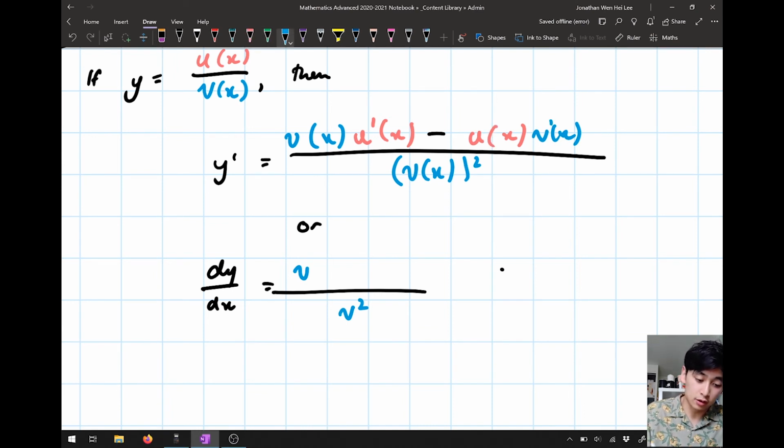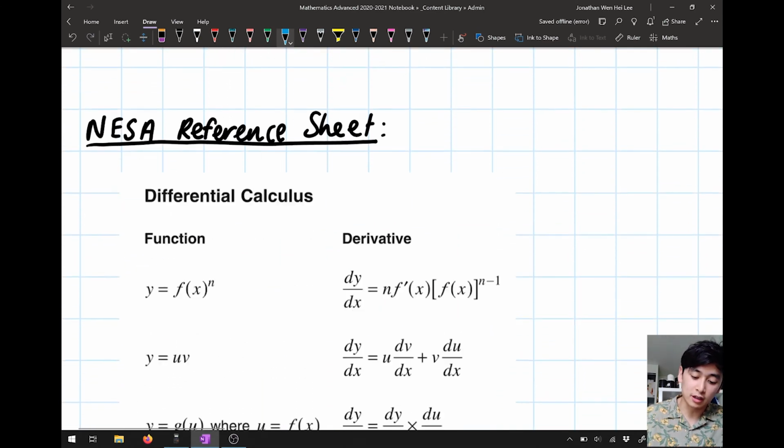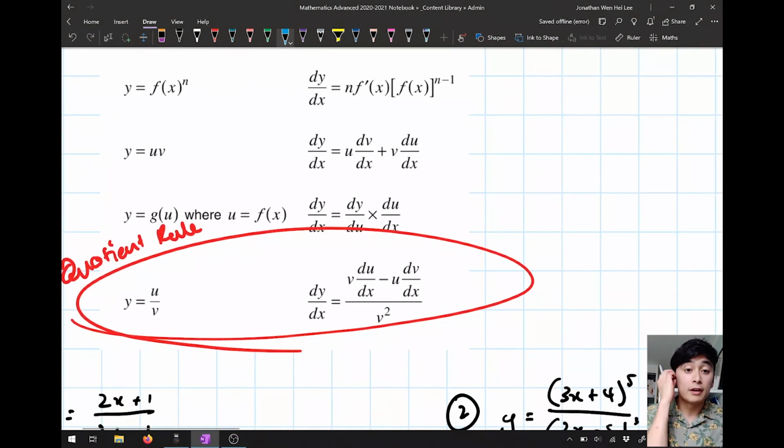Dash, it should be here. So it's v u dash minus u v dash. I knew something was wrong. Okay, so here they've written it: v times the derivative of u, so here the derivative of u, minus u times the derivative of v. Okay, so what we want to do is identify what our u function is and our v function is, and then apply it into this rule.